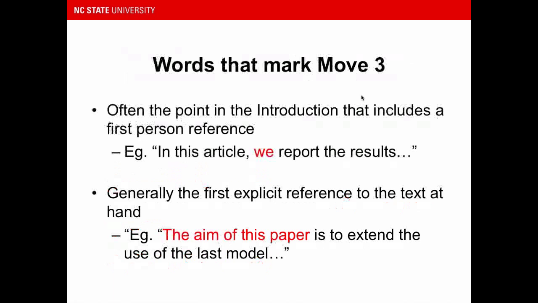So there are some key words that mark move 3, just as there were key words that marked move 1 and 2. This is often the point in the introduction that includes a first-person reference. So throughout a statement of importance and reviewing literature and then stating the current problem, we don't frequently see first-person references inserted in there. But this comes to the point, of course, where it makes sense, because this is when you finally get to talk about the work that you are doing.